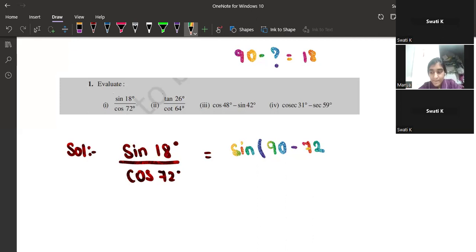Now the question is, why not 100 minus something? Why not 110 minus something? Because we do not have such formulas. We have only the formulas based on 90 minus, that we did just now, right? So sin (90 minus 72) upon cos 72, we will write as it is. We will not make any change in the cos 72. Now, remember one thing, you could have done the same thing by keeping sin 18 as it is and writing cos 72 as cos (90 minus 18).